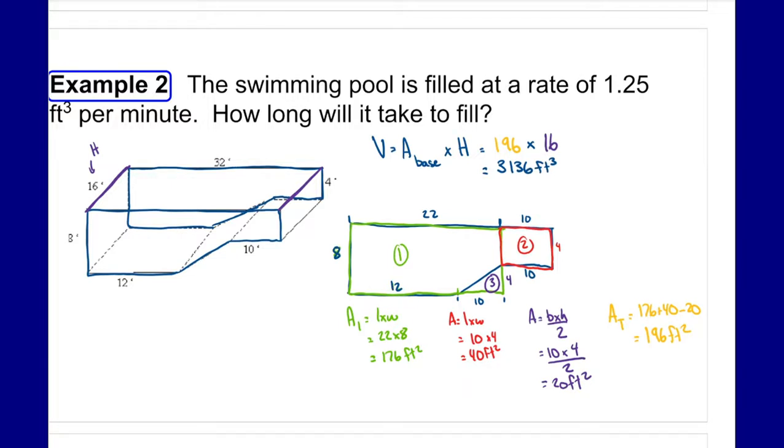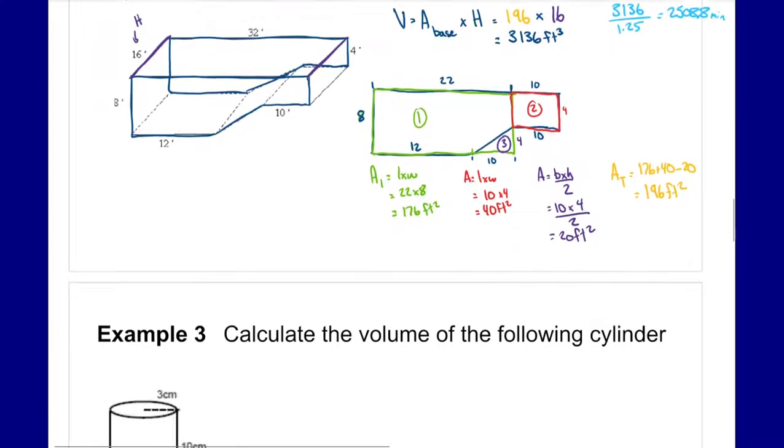Now I want to figure out how long it takes to fill up. Well, in order to figure that out, we have our entire volume. We're going to divide it by how much I can fill per minute. And when we divide the two, you get 2,508.8 minutes. So it takes quite a long time to fill up this pool. But if you think of this as feet, it is a 32-foot pool. That is quite a large pool. And it is 8 feet deep in the deep end, so again, it's not a shallow pool either.